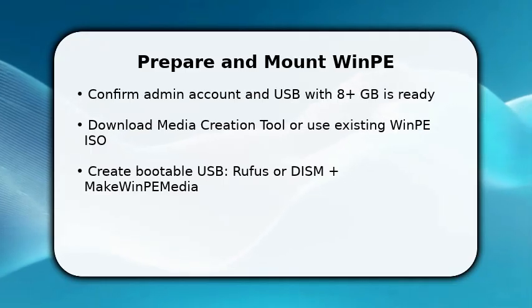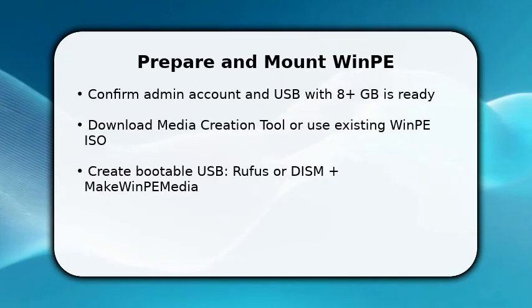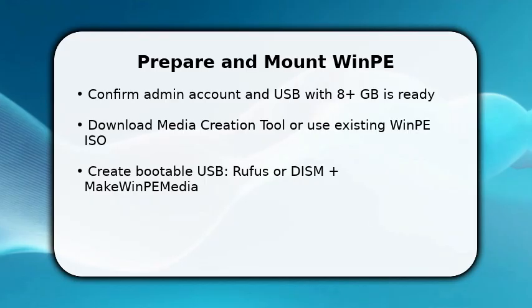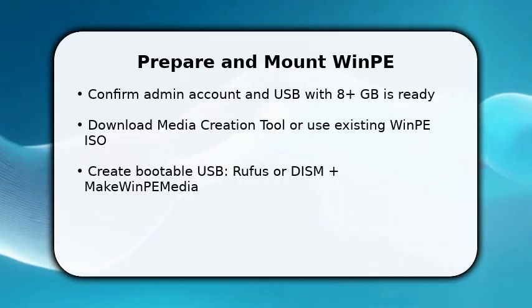You start by preparing a working WinPE or recovery USB and ensuring you have admin rights. This gives you tools to repair the recovery environment. Use Media Creation Tool or mount an existing WinPE ISO. Once mounted, create a bootable USB with Rufus or DISM. Make WinPE media so the files are writable.